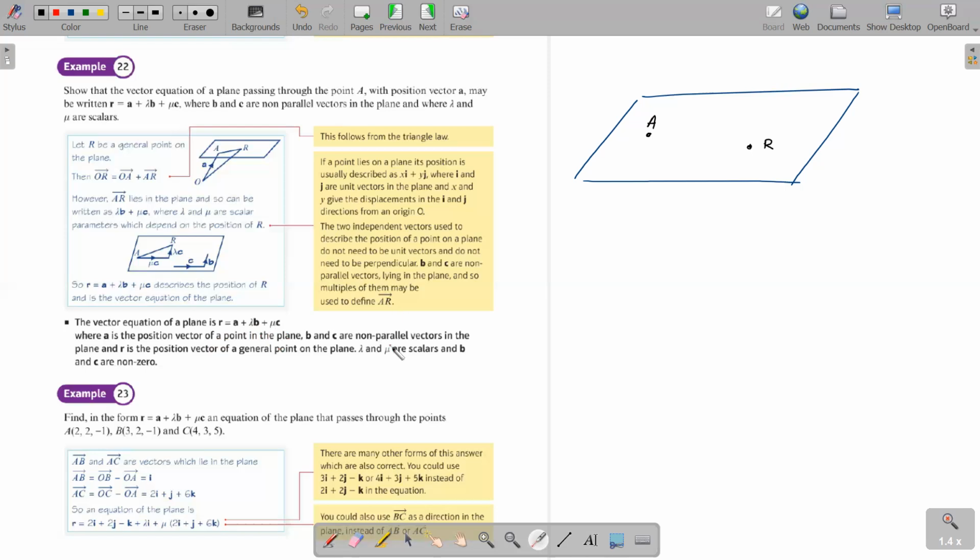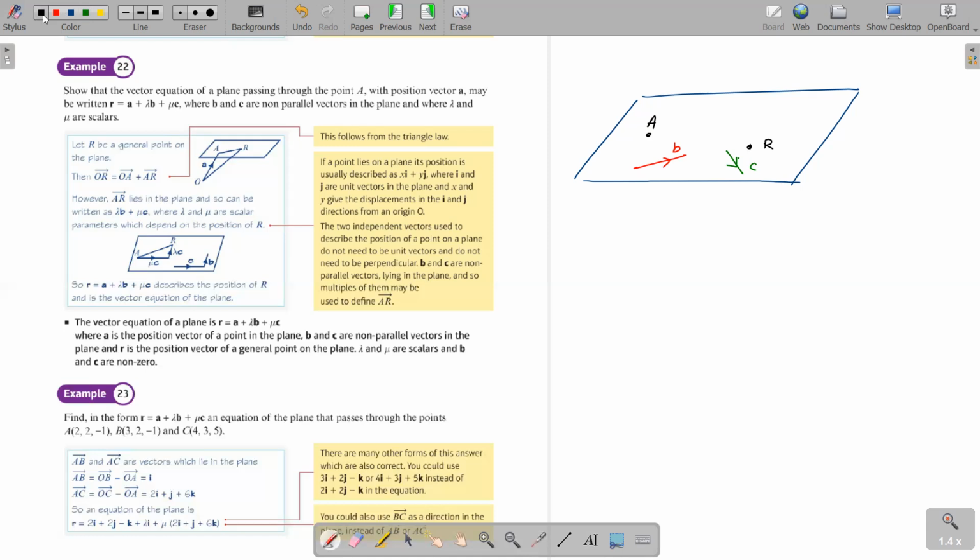B and C are non-parallel vectors. So B and C shouldn't be parallel. Now, when it comes to a plane, you can get many direction vectors going on the plane, right? So B, I could take B going like this, and C could be something that goes somewhere else. But all of these direction vectors are lying on the plane. It's on this horizontal plane.